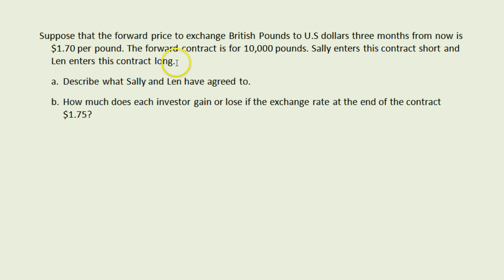Len has entered the contract long. When you enter a forward contract long, you have obligated yourself to buy something. In this case, Len is obligated to buy 10,000 British pounds at $1.70 per pound.